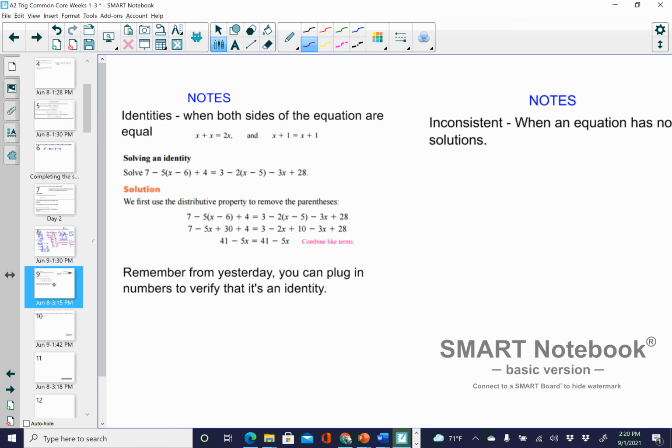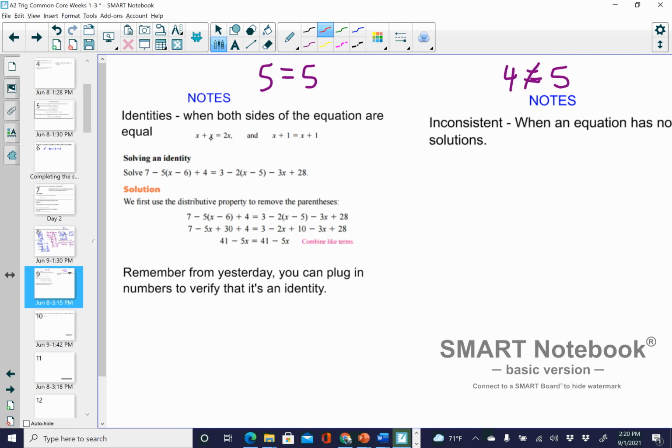Identity and inconsistent. So very simple. Identity is when the left side, like 5, is equal to the right side, which is 5. Inconsistent is when you have something like 4 equals 5. That can never happen. That is inconsistent. Okay. So what do I mean by that?